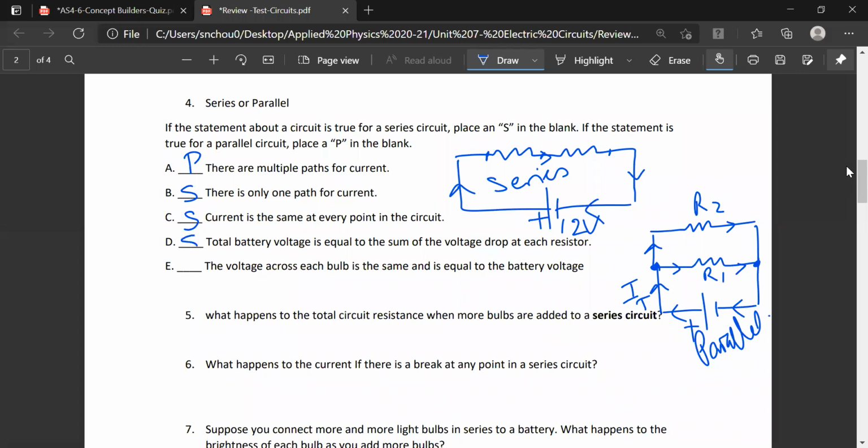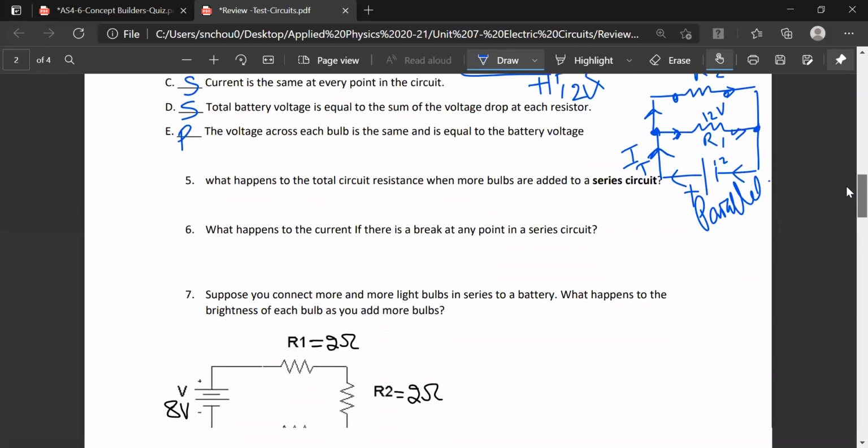By the way, in parallel, I forgot to remind you that because the current splits, remember we discussed that the voltage is the same. The voltage across both of these resistors will be the same as the battery. So if it's a 12-volt battery, you'll find 12 volts here, 12 volts, but the current is going to be different. Remember, it's always the other way around. If the current is the same, the voltage splits. If the current splits, the voltage is the same. The voltage across each bulb is the same and is equal to the battery voltage. As I just mentioned, it's the parallel. Any questions so far?